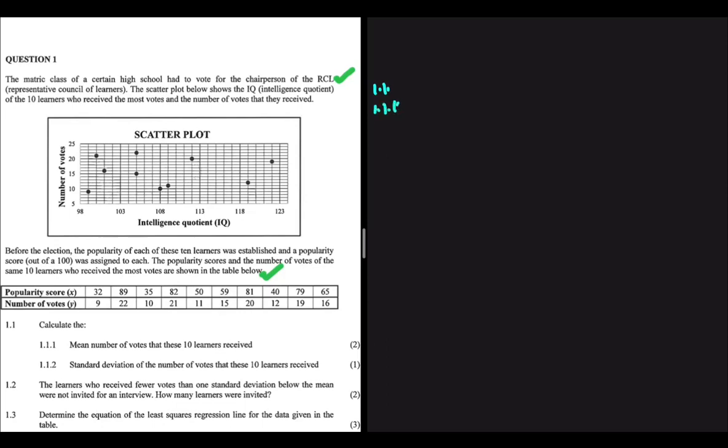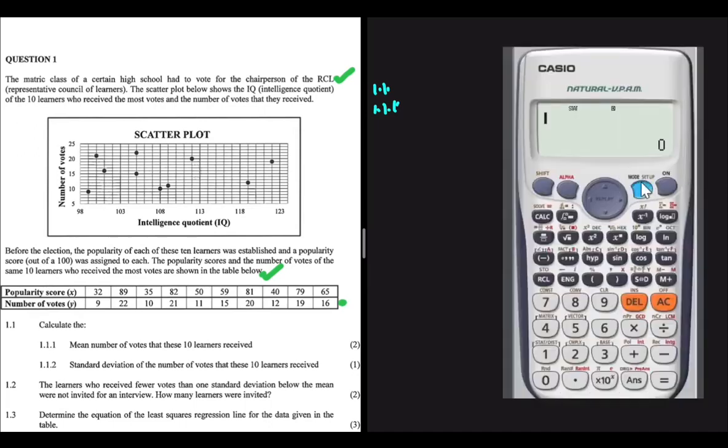Let's calculate the mean of the number of votes that these learners received. So I'm not going to do anything manually. I'm going to calculate using my calculator. So let me go ahead and do that. I want to find the mean of the number of votes. So I'm concentrating on only one variable. I'm going to press mode setup, and then 3 for stats, 1 for one variable, right? Because I'm only interested in one variable.